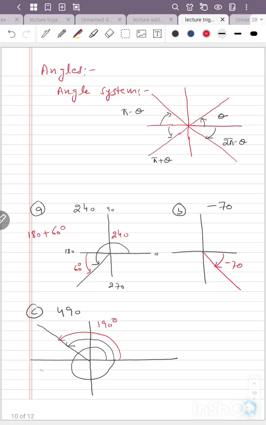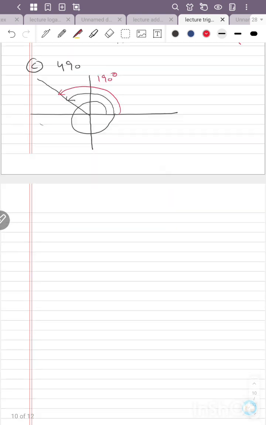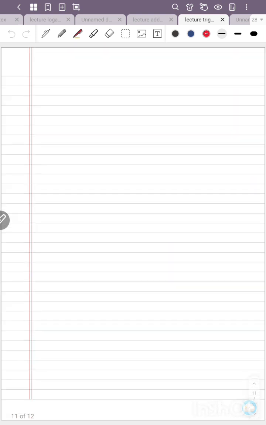Okay dear students, you can understand this difficulty level of questions. Now there are some standard rules of trigonometry we have to discuss.